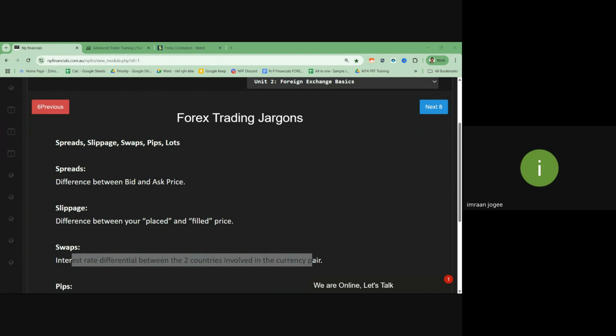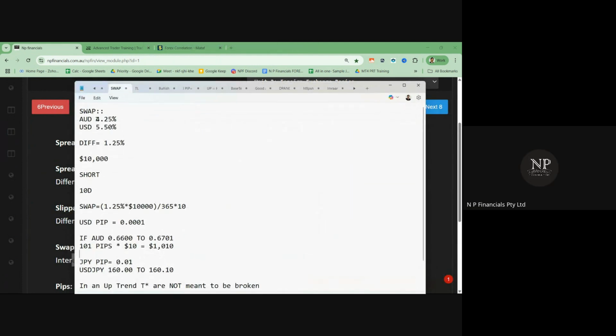Swaps, interest rate differential. Supposing the Australian dollar has an interest rate of 4.25, and the United States has 5.5. What is the difference? 1.25. Supposing you are trading $10,000 and you are going short, that means selling, and you are holding the trade for 10 days. The swap is calculated as the difference multiplied by your account size, that means the leverage amount, divided by 365 days in a year, multiplied by 10. So this is what a swap is.